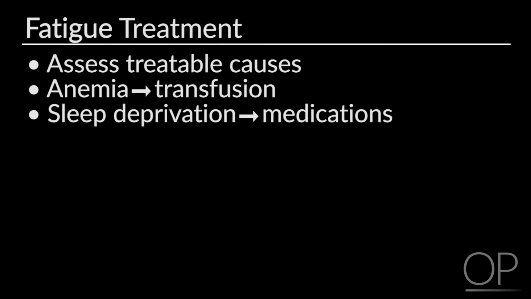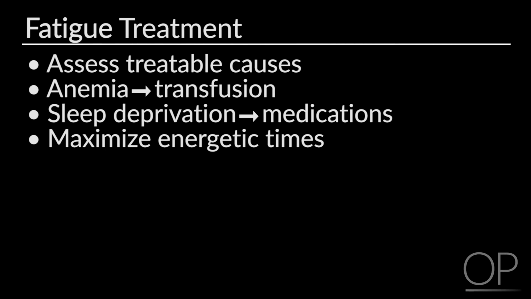Another strategy is to help the patient make a schedule in which they can maximize their energetic times to meet their quality of life goals. For example, if this is a teenage patient who wants to be able to spend time in the afternoon with friends, we may design a strategy in which she naps in the late morning to be able to have energy in the early afternoon for the time that is most important to her.